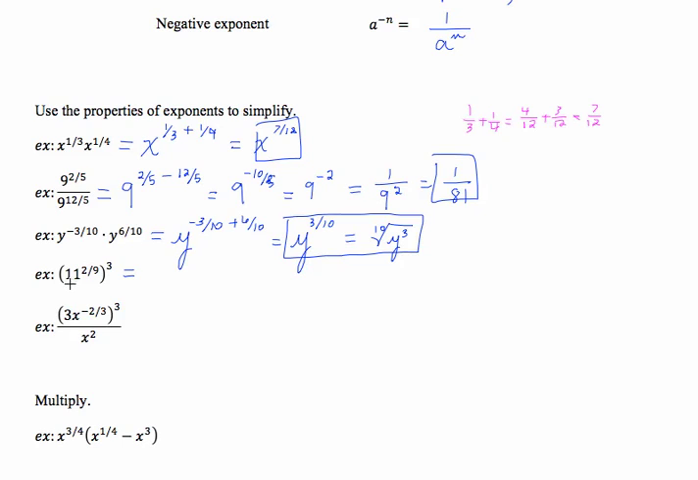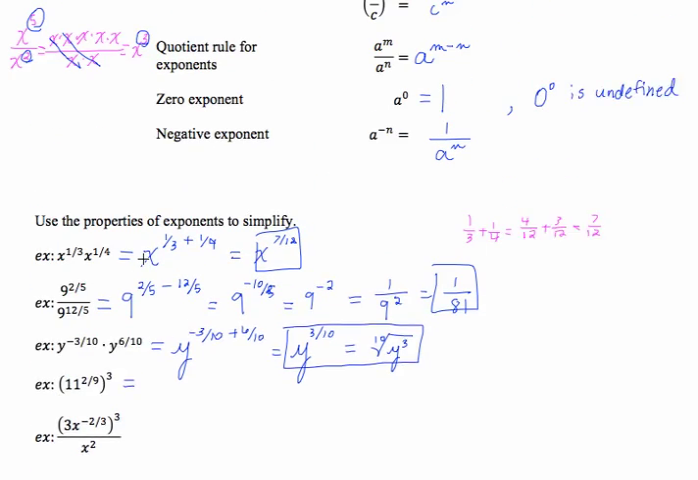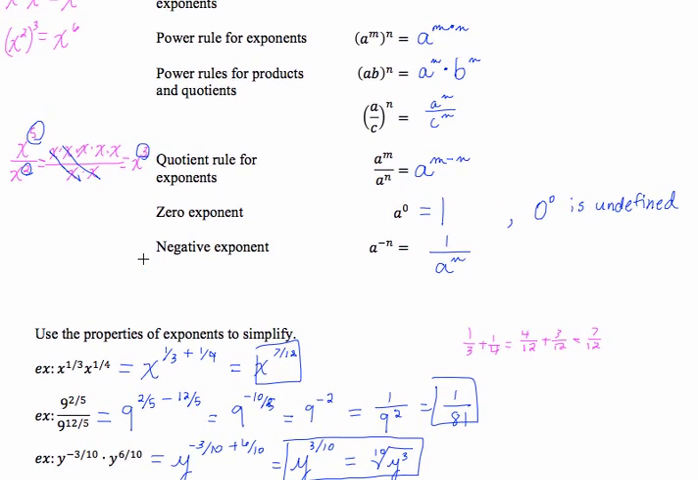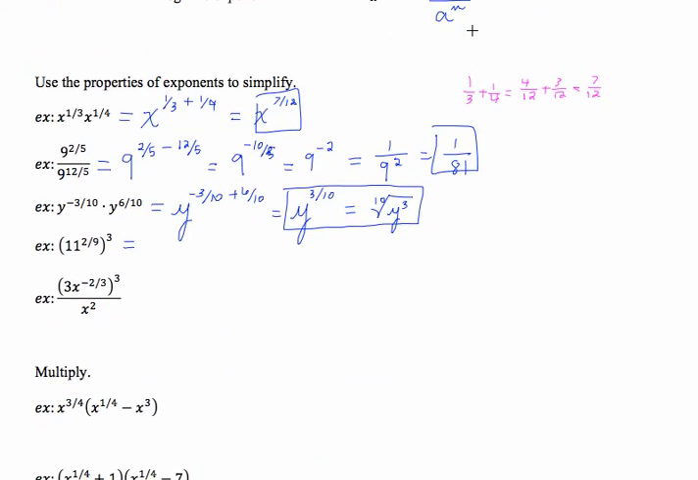Okay, on the next one we have a base to a power with parentheses all raised to another power. That looks like this power rule for exponents, a to the m all to the n. In simplifying, we multiply the two exponents. So coming down here, this would give us 11 to the power of, we want to multiply, 2/9 times 3. So that's 11 to the power of, let's see, 2/9 times 3 would be 6/9.